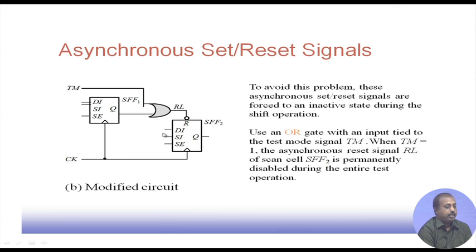And for doing this, the way we have to do it is that under the test mode, this TM line, this RL is put through an OR gate. So, this Q output and this TM will be ORed here, and then it will go to this latch. So, if the TM is high, then this RL will always be 1. As a result, this latch will never be reset as long as the test mode is on. So, that way it can avoid resetting of this latch 2.